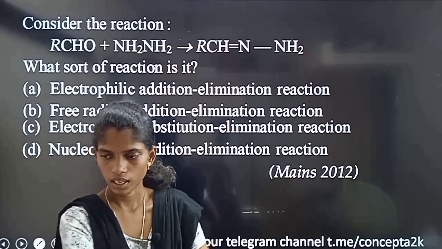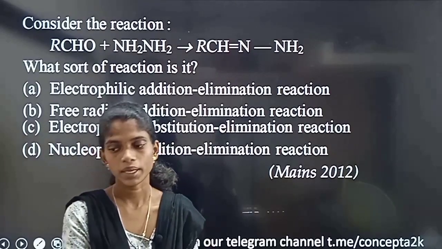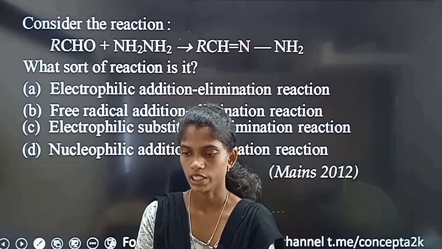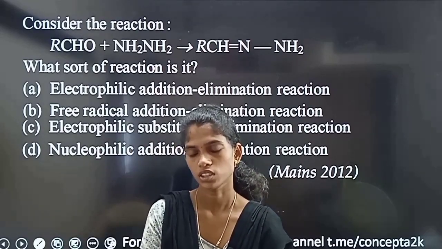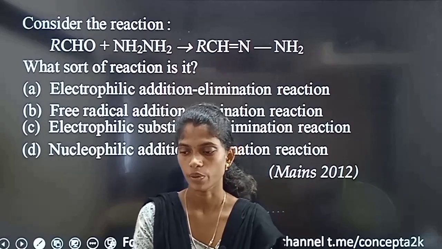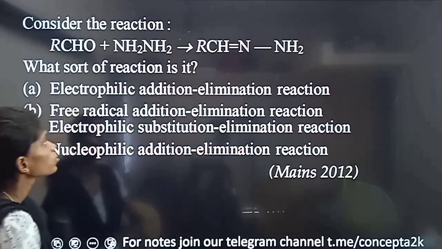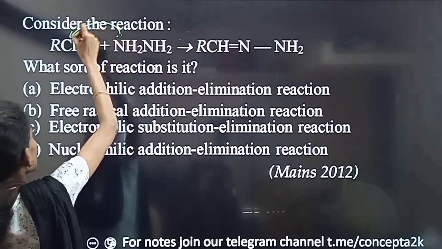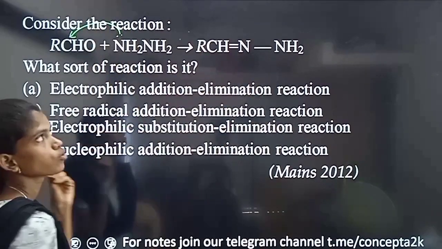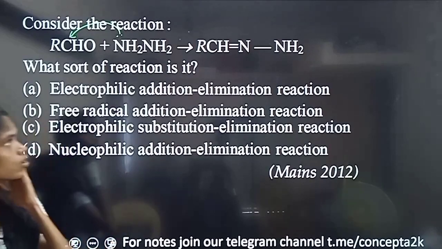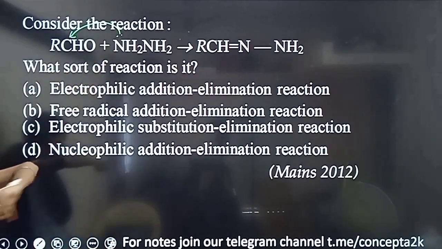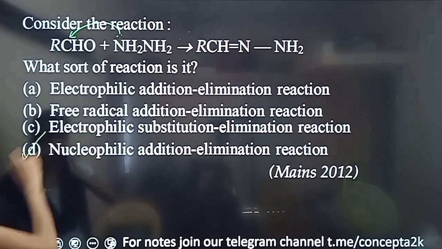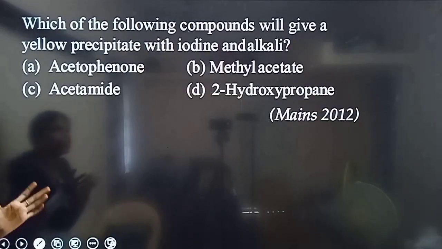Next one, consider the reaction. So what type of reaction is it? Electrophilic addition elimination, free radical addition elimination, electrophilic substitution elimination, nucleophilic addition elimination reaction. So this is a nucleophile which will be attacking the carbon and it will form the product. Okay, here it is a nucleophile, first it will add and then elimination takes place. So option B is the right answer.